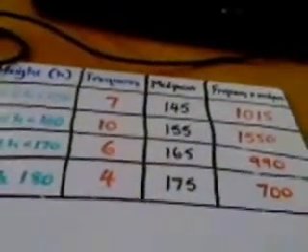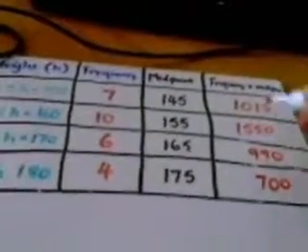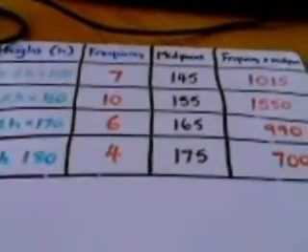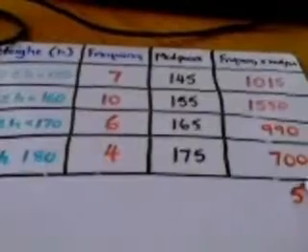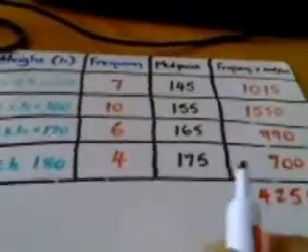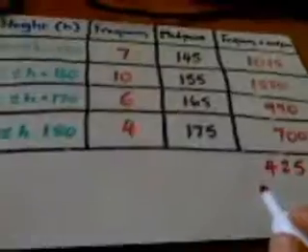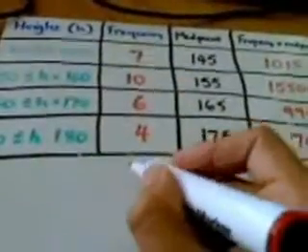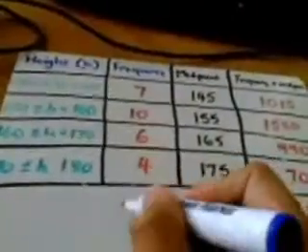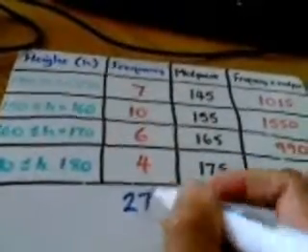Now to work out the estimated mean, we need the total of all their heights. So this is going to be this right hand column. Over here we'll have 4,255, and the total number of people will come from the frequency column again. Let's do that in a different colour so you can see that one. That will give us 27.